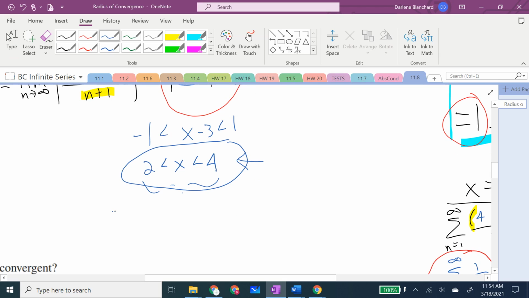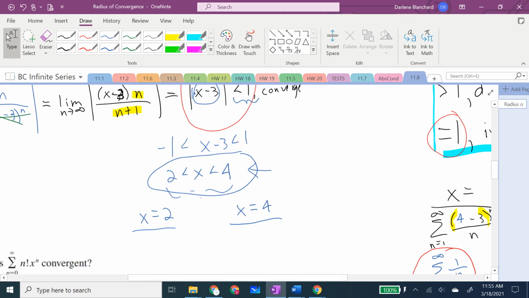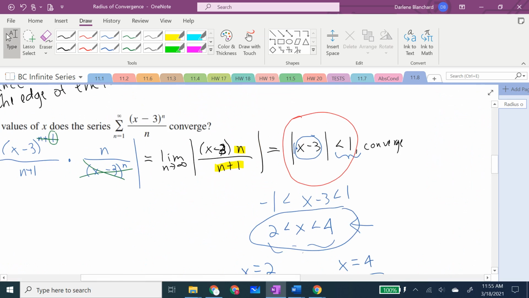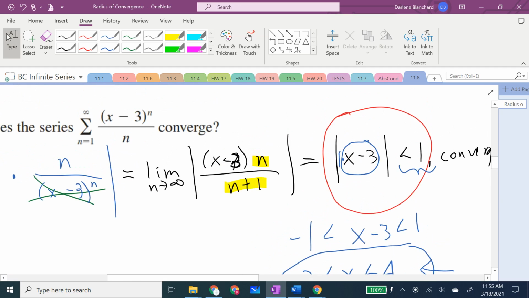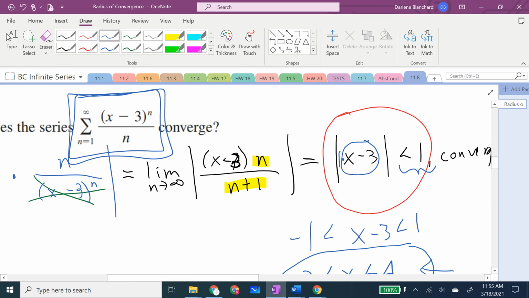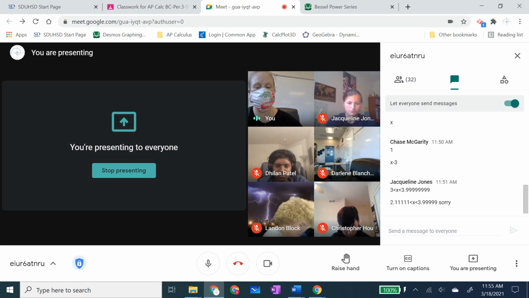So one of the edges is when x is equal to 2. Another edge is when x is equal to 4. My ratio test is inconclusive for those specific 2 numbers. So that means I've got to go back to my formula and plug in those.